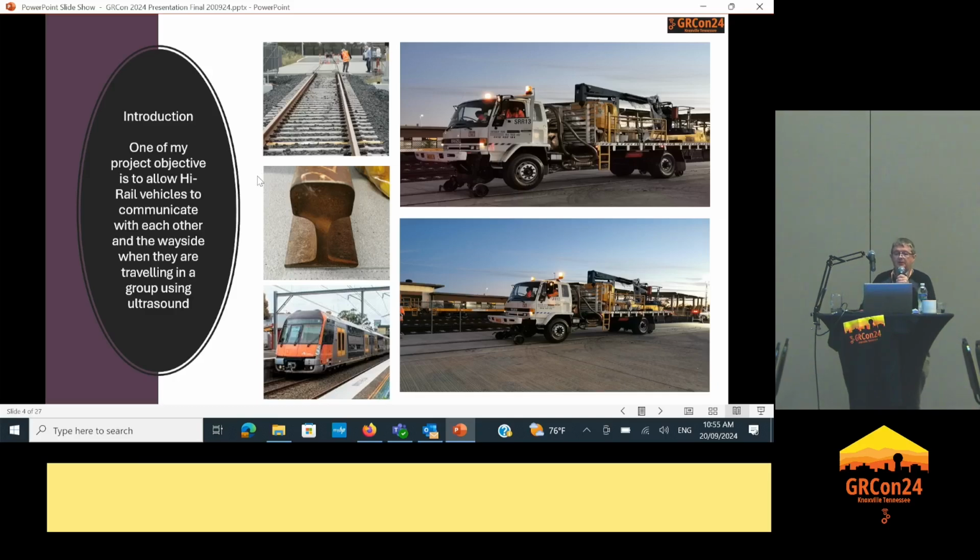One of the project objectives basically is to allow high rail vehicles, which are road rail vehicles, to communicate with each other and the wayside when they are traveling in groups using ultrasound. So the transducers can be mounted on the track, and you can have another transducer in the cab. So you can have a device in the cab and it can communicate with the track, or you can have a device in the cab and it can communicate with another road rail vehicle in front or behind it. The rail wheels that actually go on the track are the means by which the link is formed between the vehicle and the track itself.